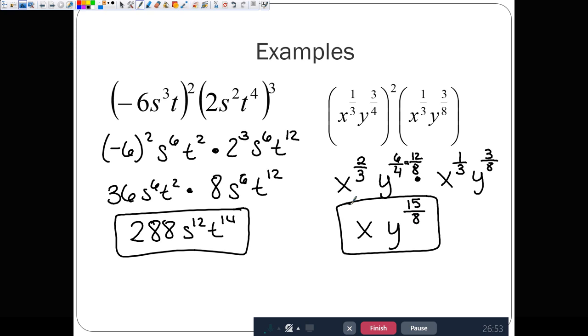Why did you put it in 12? So we have a common denominator of 8. To add 6/4 to 3/8, I have to have a common denominator of 8. So I made it into 12/8.